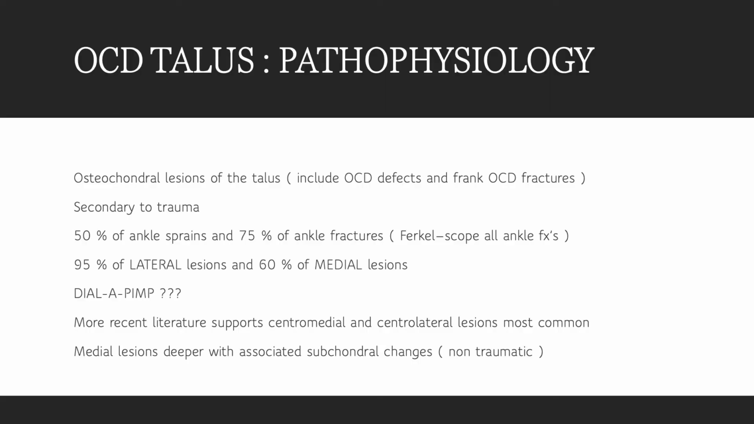The ankle is the third most common joint to be affected by osteochondritis dissecans after the knee and the elbow. Osteochondral lesions of the talus include osteochondral defects and frank osteochondral fractures, which are, of course, secondary to trauma. And the literature has told us that up to 50% of ankle sprains and 75% of ankle fractures entail some degree of cartilage damage.